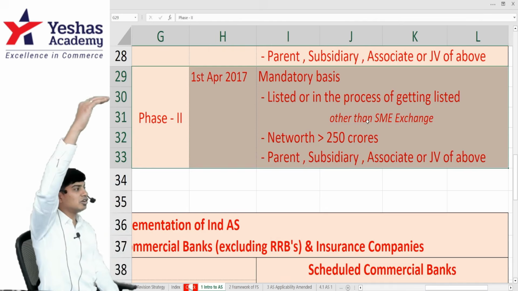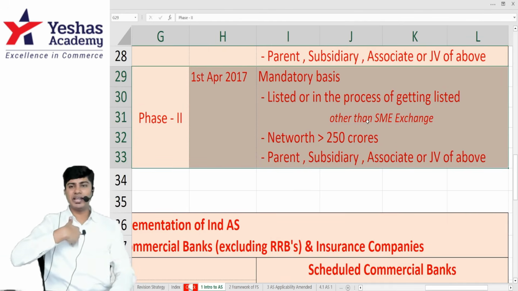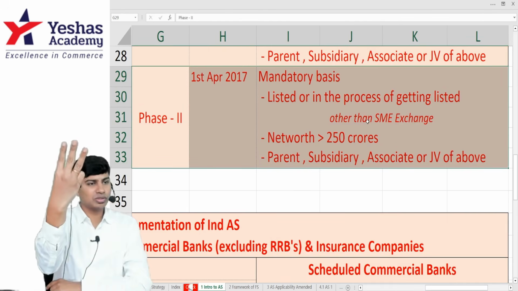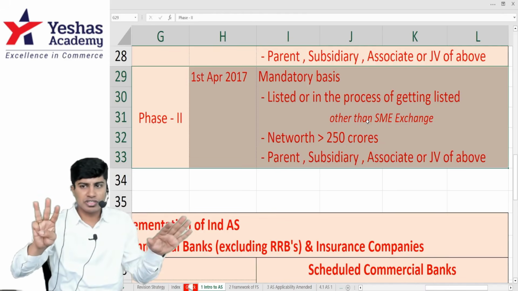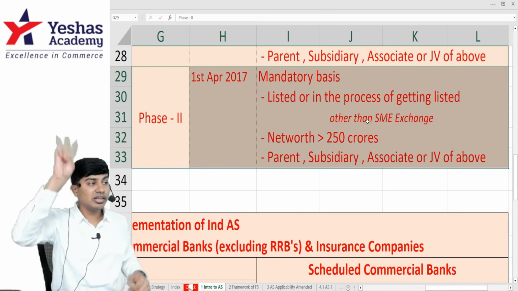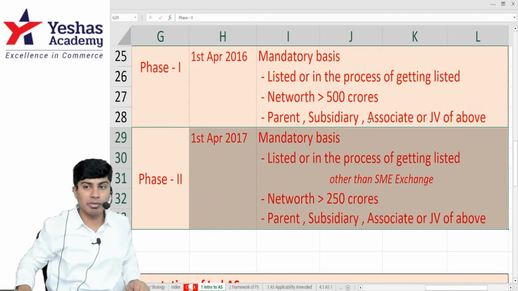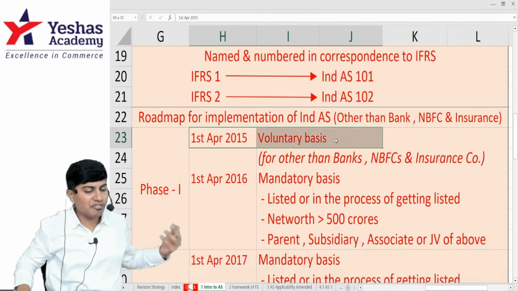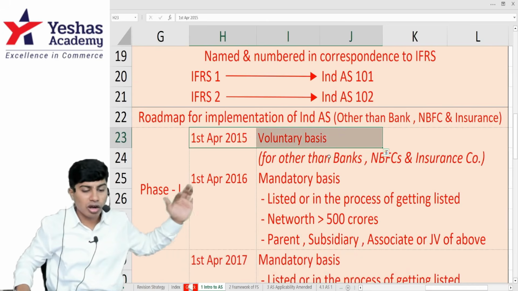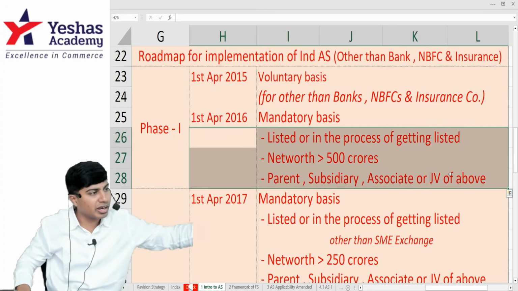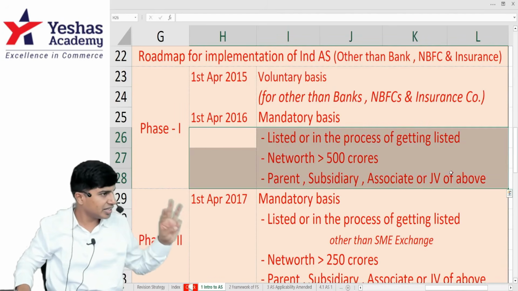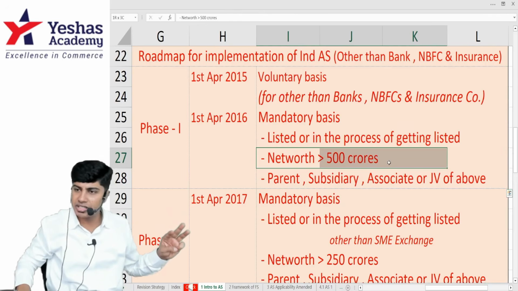It was dropped from 500 crores to, let's say I'm a company, my net worth is 300 crores. I am not listed and I don't have a holding, subsidiary, associate or joint venture. What is my net worth? 300. From when is Ind AS applicable to me? Voluntarily, if I want, I can follow in 2015. Or in 2016, it would have been applicable if my net worth was more than 500. It is less than 500. It is 300. So I am not triggered by this condition.